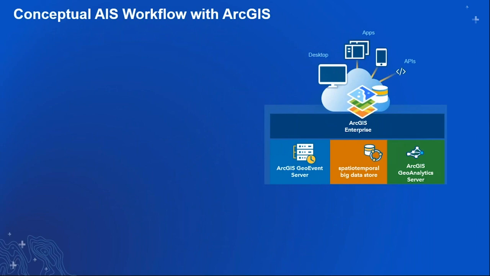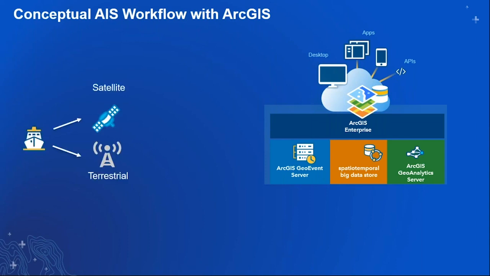And we kind of created this conceptual AIS workflow with ArcGIS. So ArcGIS Enterprise with different apps at the top here, and then it's powered by different servers. So we have different server capabilities that focus on different items. ArcGIS GeoEvent Server will focus on ingestion and real-time information alerting. The Spatial Big Data Store is a storage mechanism to store lots of data. And the ArcGIS GeoAnalytics Server runs analysis on lots of data. So you might use those in parallel to help you understand the AIS coming in.